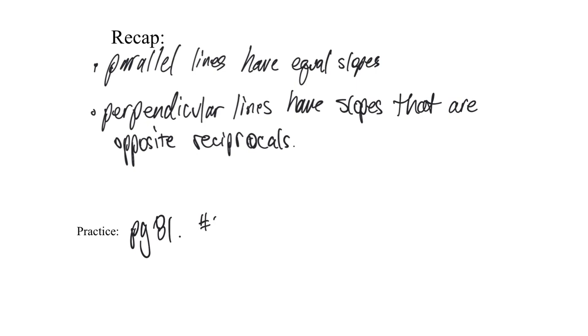Your practice for this assignment is going to be found on page 81 of the book. You're going to do number 11. You're going to do 15 through 26, and you're going to do 30. Doesn't seem like a lot, but by now, the new skill is just identifying which lines are parallel and which lines are perpendicular.